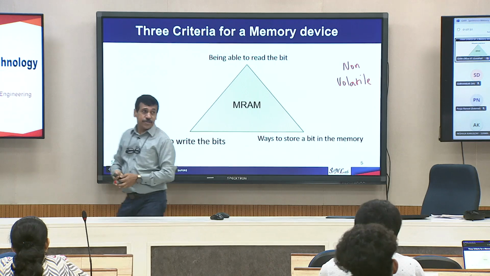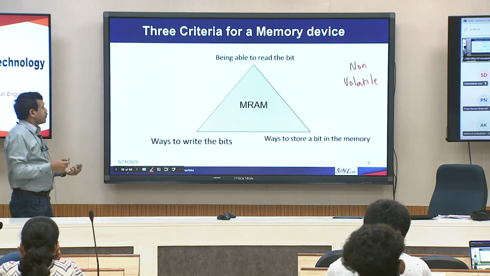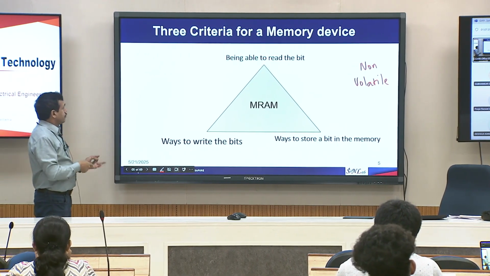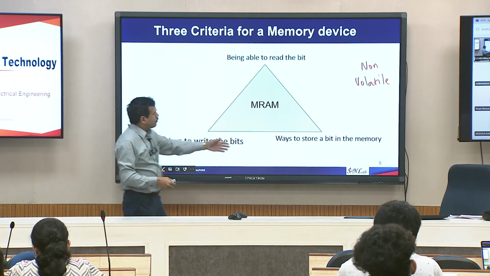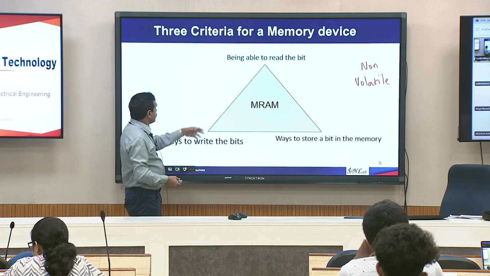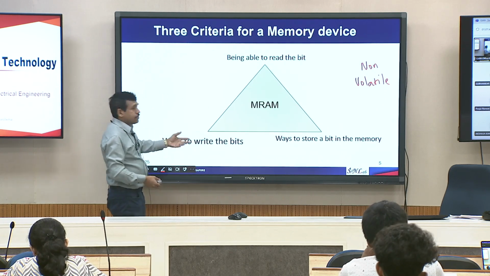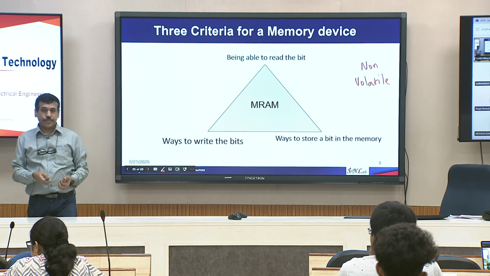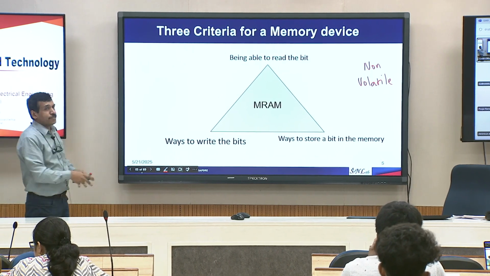So, when we talk about a non-volatile memory or storage, we should have some ability to store the information, retain the information, some ability to read the information, and some way to write the information. So, all these three criteria must be met.